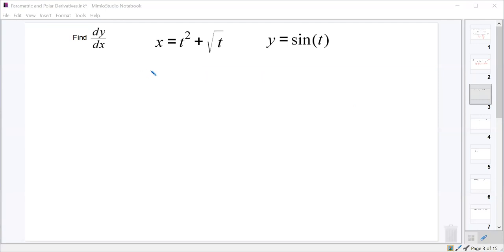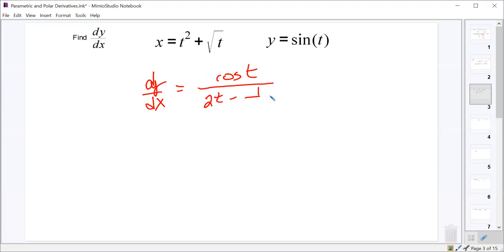So what's dy/dt here? So I only include them if they're separated. Just cosine t, right? Good. And what is dx/dt? It should be 2t plus 1 over 2 root t. Easy enough? Yeah. Pretty simple, pretty straightforward, I hope.